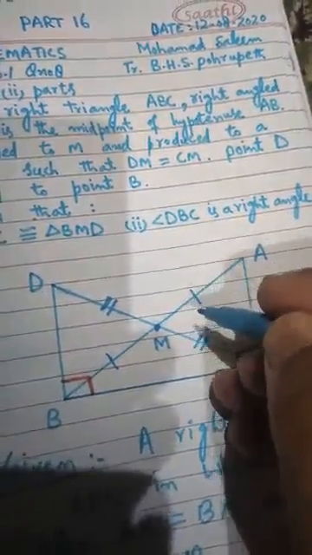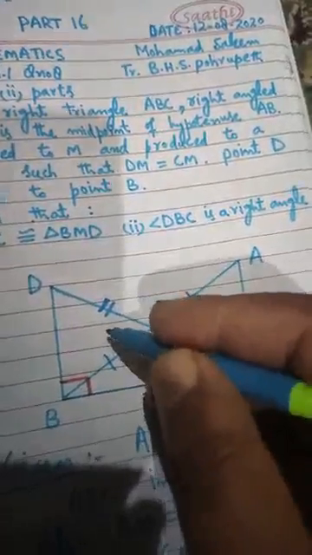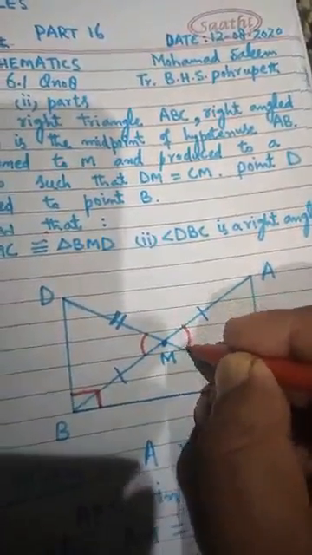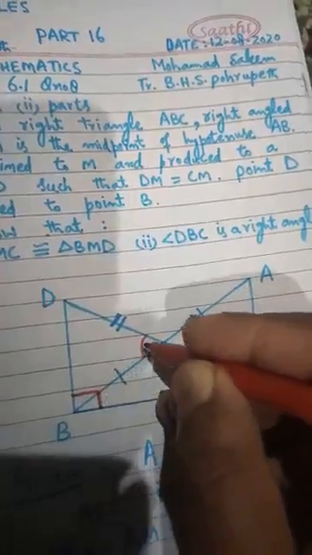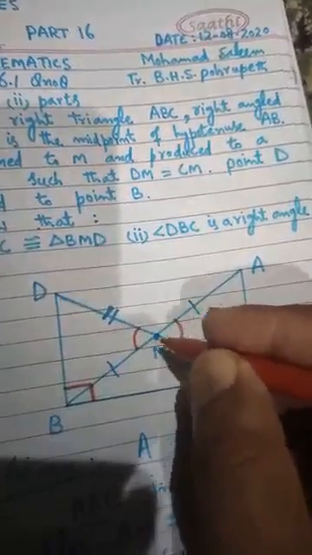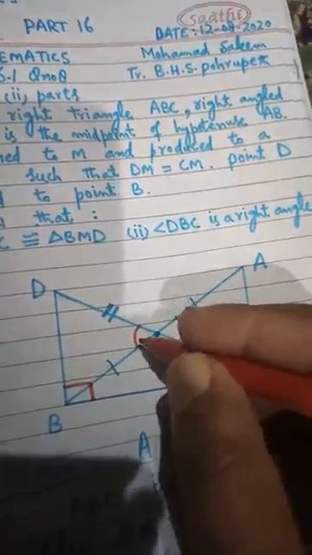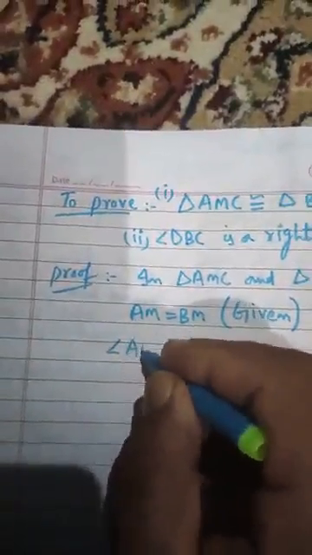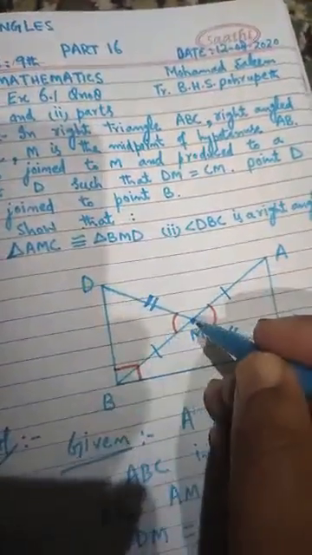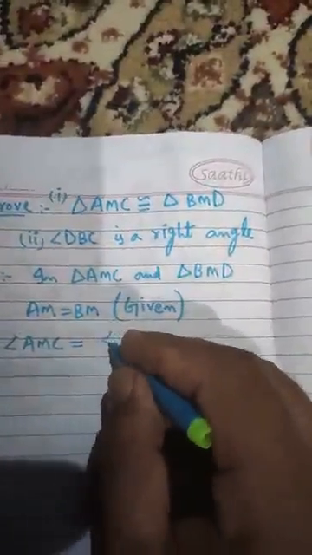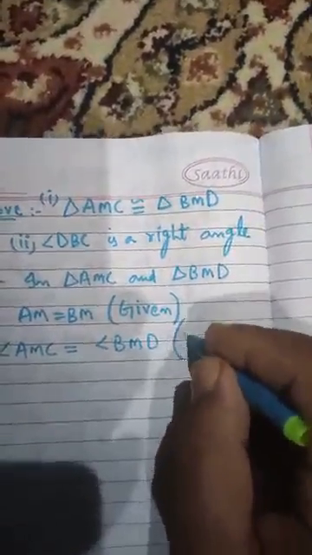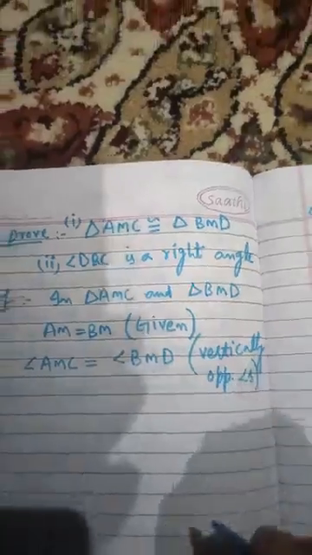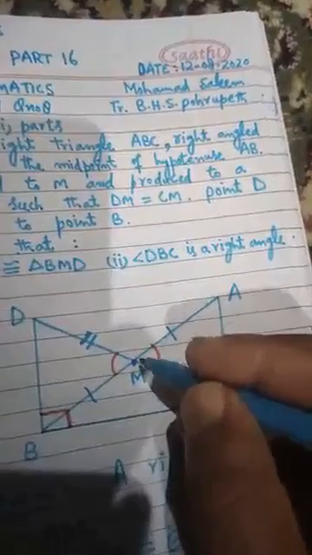One side of each triangle is equal. AM of this triangle and BM of this triangle are equal. Now we will take these angles. After this side we will take this angle, and after this side we will take this angle. These angles are equal because these are vertically opposite angles. Two lines are intersecting each other, so a pair of vertically opposite angles are formed and they are equal. That's angle AMC is equal to angle BMD. Why? Vertically opposite angles.